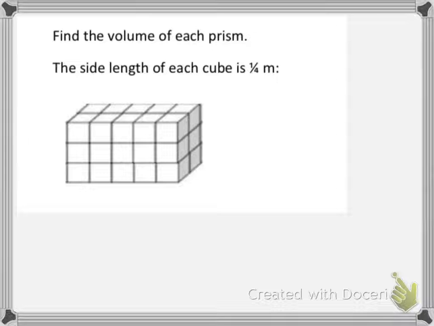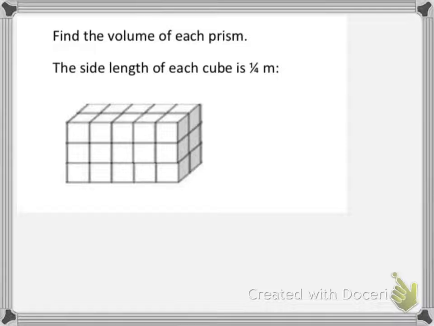Today we are looking at some rectangular prisms that are made out of cubes, and we're given some information about the cube length, width, and height as opposed to the whole rectangular prism's length, width, and height. We want to find the volume of each prism, the whole prism made up of all the cubes, and we're told the side length of each cube is 1/4 meter.